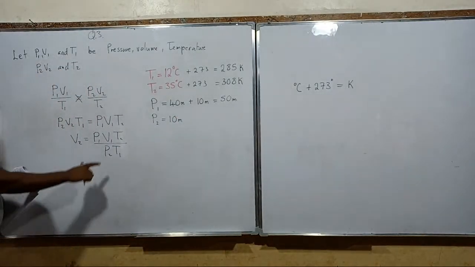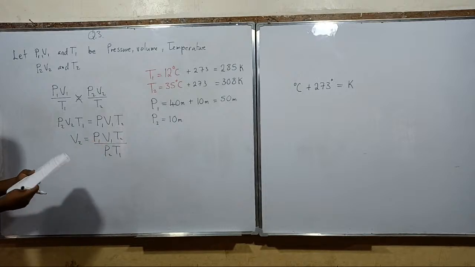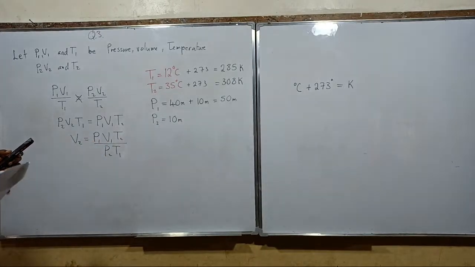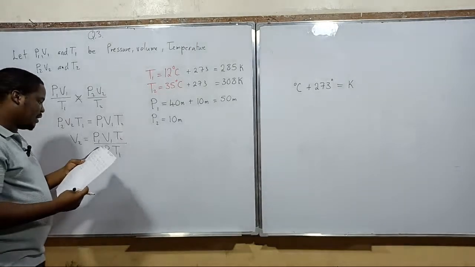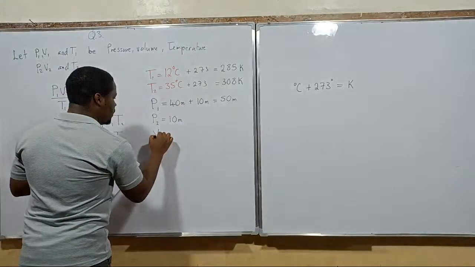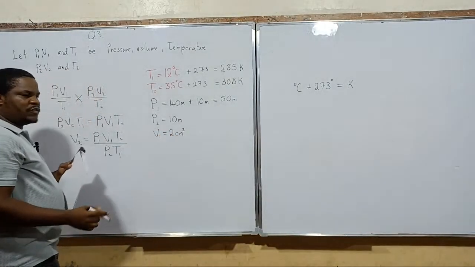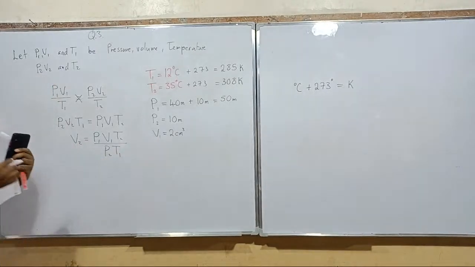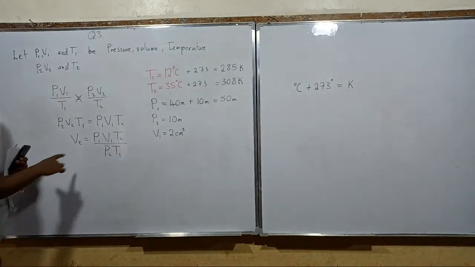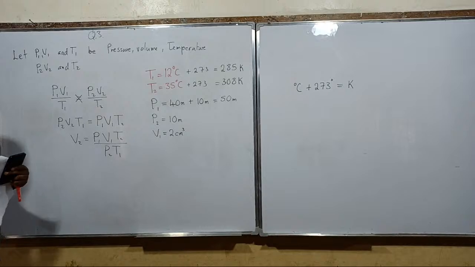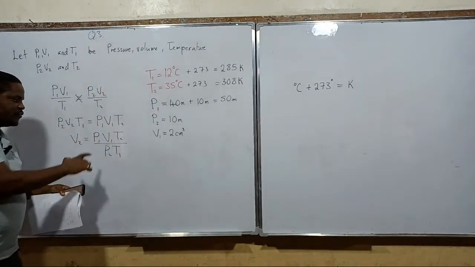The volume, which is V1. So volume V1, if you look at the question we've been given, the volume of a bubble as it rises is 2 cubic centimeters. So V1 is simply 2 cubic centimeters. There's no need to change to cubic meters, because the answer that we're looking for will just use the same units. So with these values that we have, just replace here.